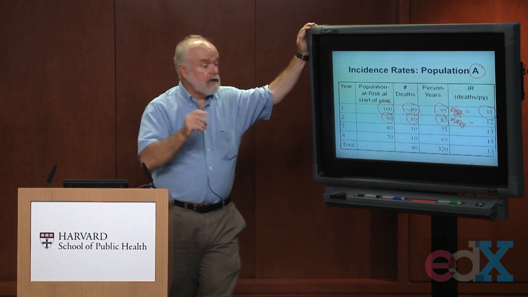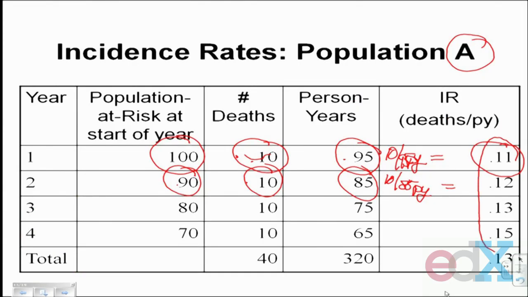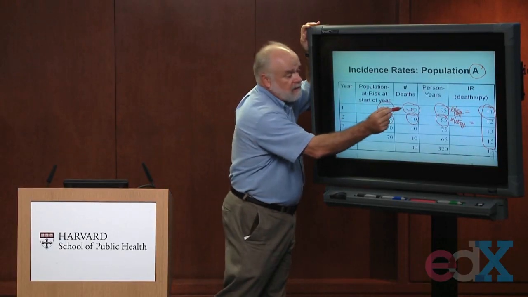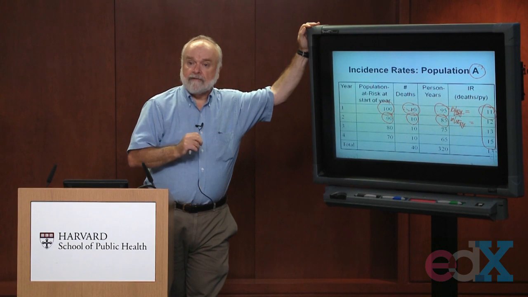What I want to draw your attention to is that the incidence rate value is increasing. During the first year, it's 0.11 deaths for every 1 person year. Then it jumps up to 0.12. Then it jumps up to 0.13. Then it jumps up to 0.15. Despite the fact that the same number of people are dying every year, a constant number of deaths.